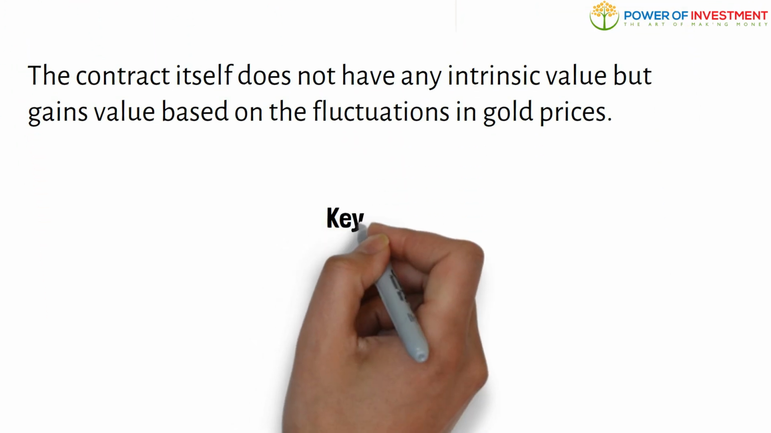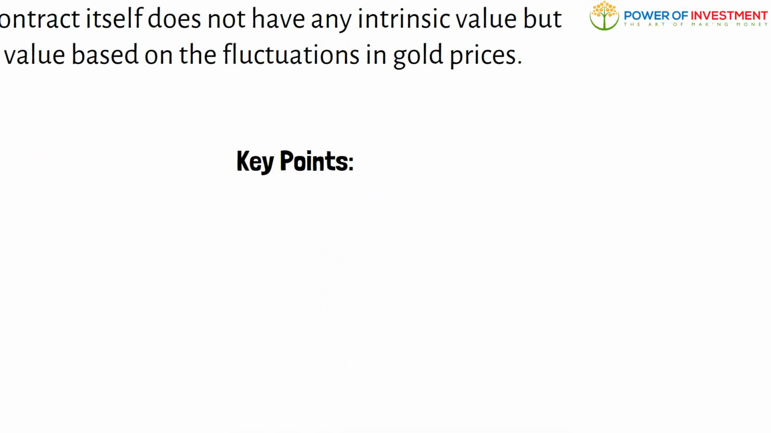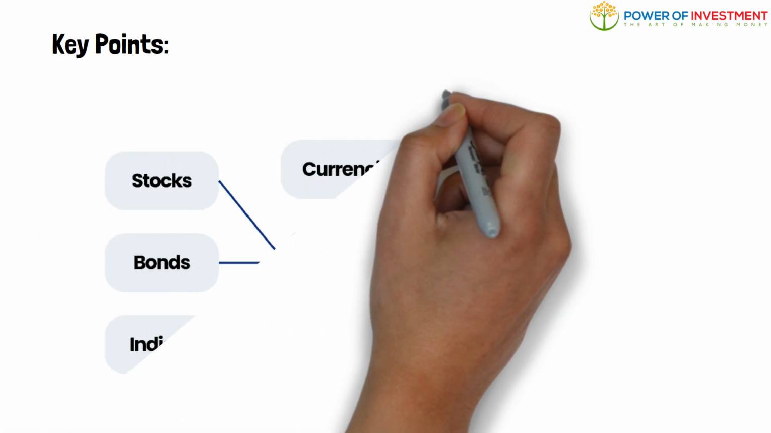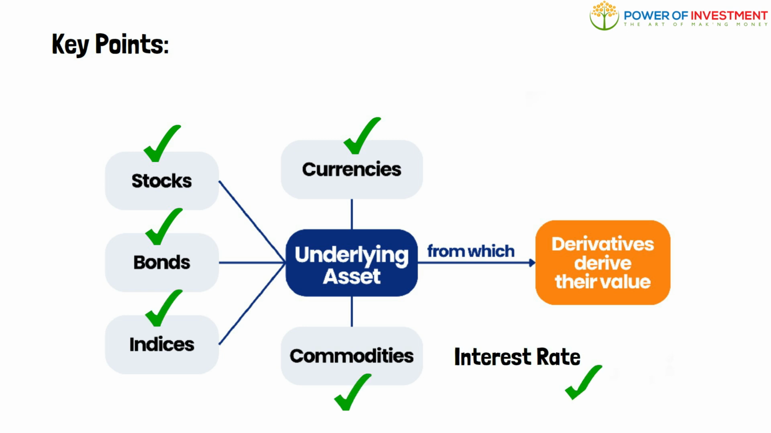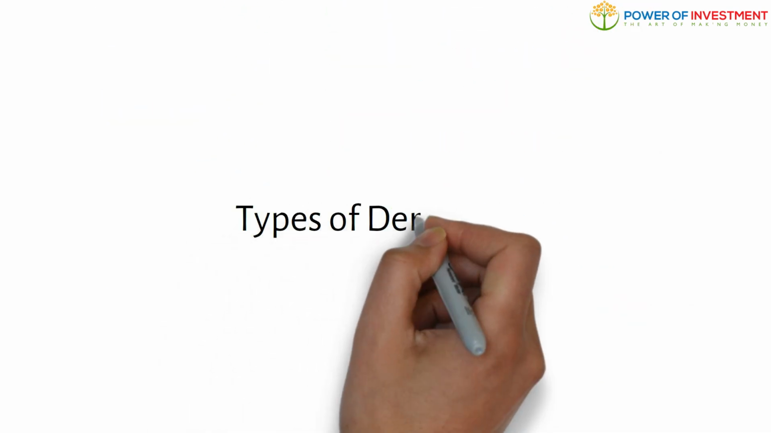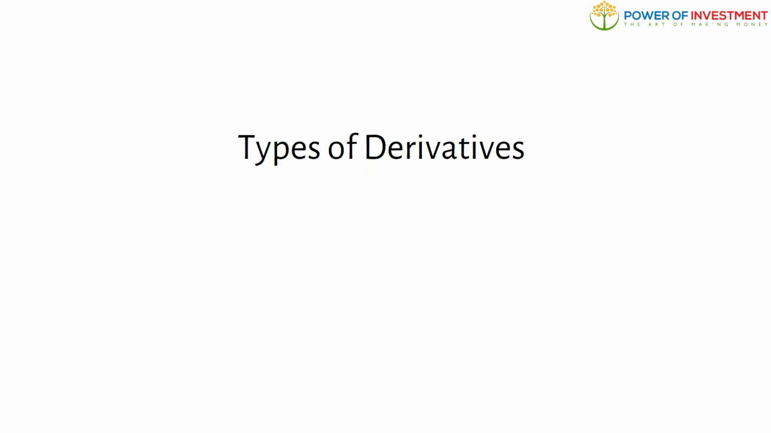Great! Now let's highlight some key points to remember about derivatives. Derivatives derive their value from underlying assets. Common underlying assets include stocks, bonds, currency, market indices, commodities, and interest rates. With that understanding, let's move on to discuss the various types of derivatives. First, let's look at futures contracts.